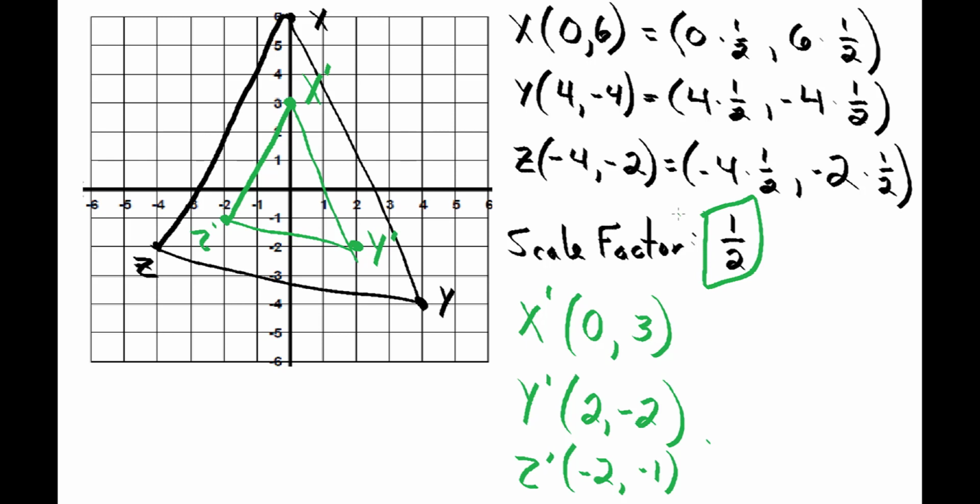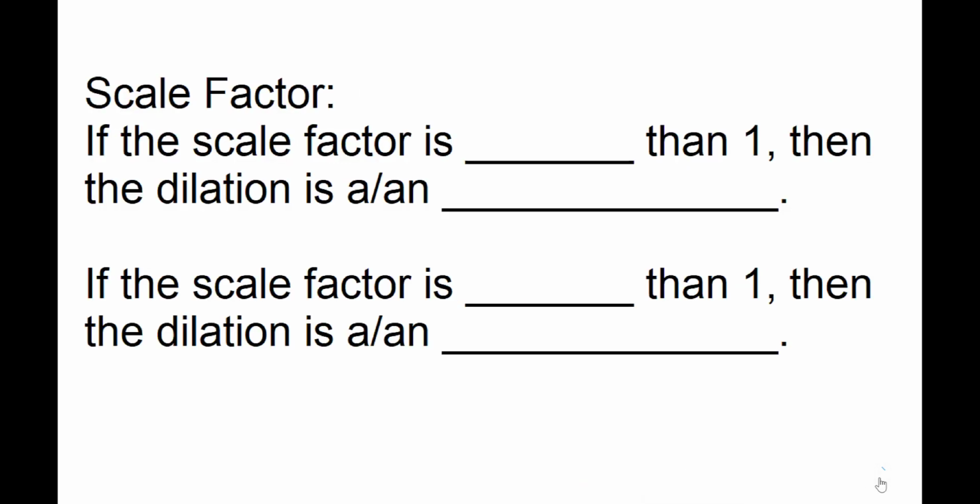So that leads us to this idea about how we can think about scale factor and knowing what kind of a shape we're going to end up with. So if the scale factor is greater than 1, then the dilation is an enlargement. If the scale factor is less than 1, then the dilation is a reduction.